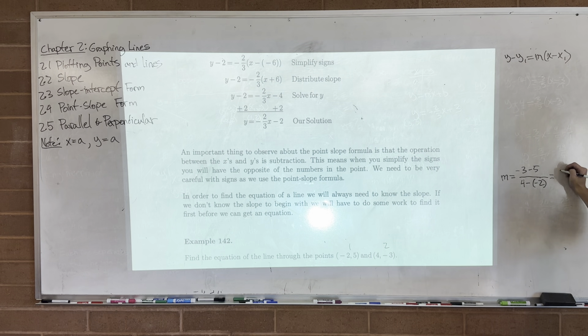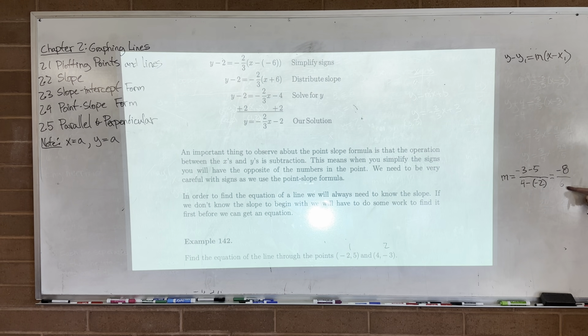Negative 8. Negative 3 minus 5? Come on, guys. Negative 8. 4 minus negative 2 is? It's 2. It's 6. Subtracting a negative is the same thing as adding a positive. So it's 6. All right.